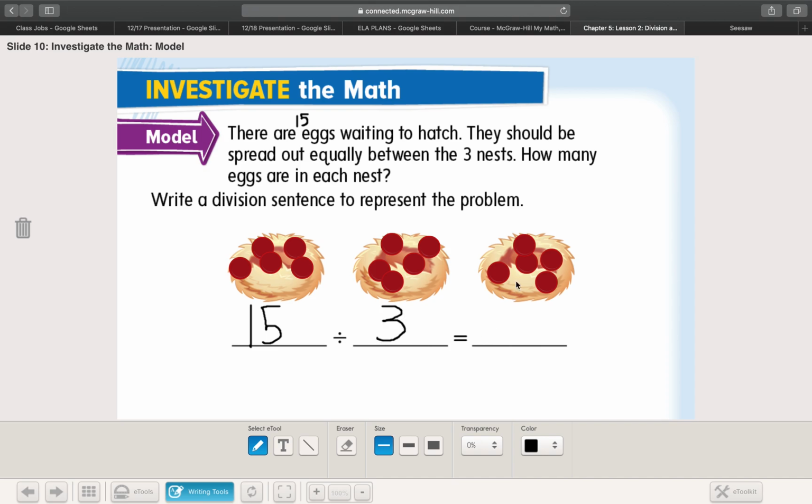The answer is how many are in each nest. Since it's equal, we can say each of the 3 nests has 1, 2, 3, 4, 5 eggs. So we can say 15 divided by 3 equals 5, and we would be correct.